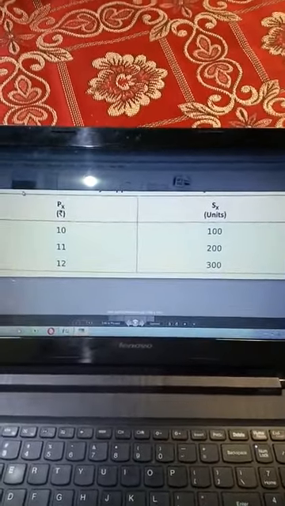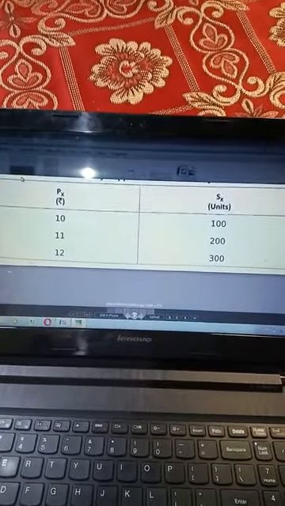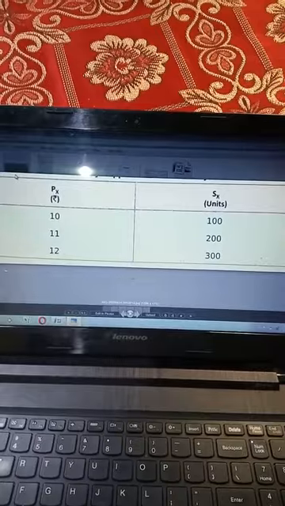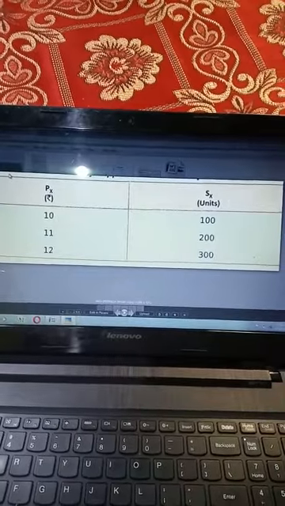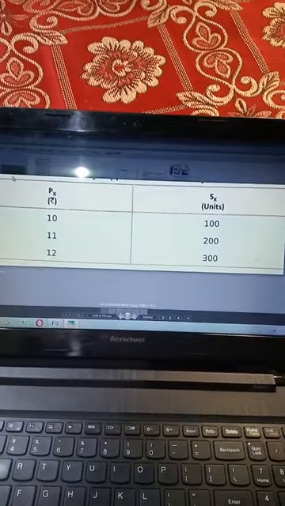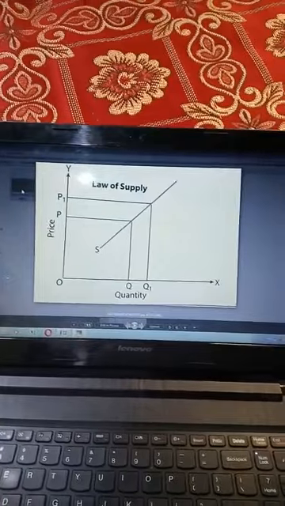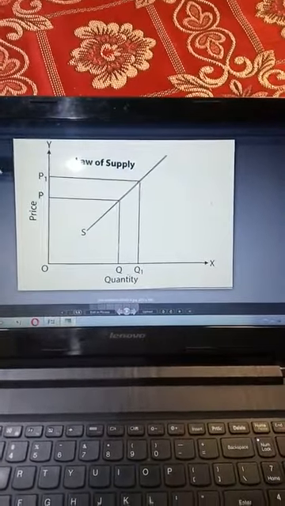This is the tabular presentation of how law of supply works. When price is 10, quantity supplied is 100; at 11 it is 200; at 12 it will be 300. Means Px is increasing from 10, 11, 12 and Sx is also increasing from 100 to 200 and 200 to 300. And this is the diagrammatic presentation of law of supply.